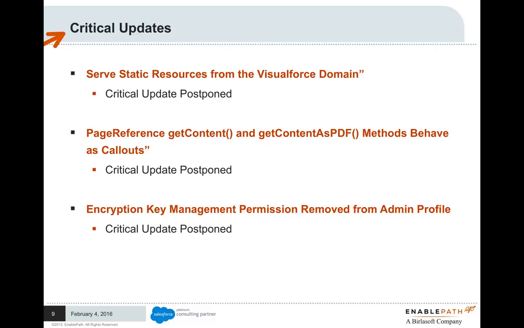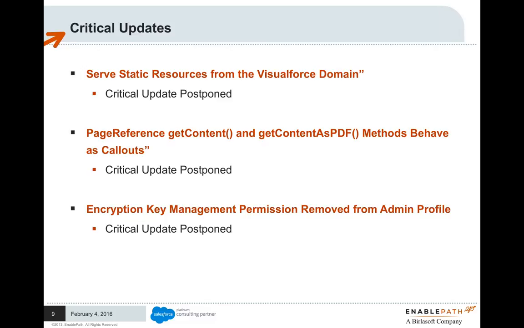A few critical updates in this release. Specifically, critical updates have been postponed. Serving static resources from the Visualforce domain, which is necessary to avoid some cross-domain scripting errors that might happen, especially in Lightning Experience. A behavior change for getContent and getContentAsPDF methods. And then some changes to how encryption key management permissions and so forth are managed. I assume that these have been postponed because as they go through and do their tests, they're finding that users are not modifying their Visualforce pages and their Apex classes. I don't actually know the reason for that.